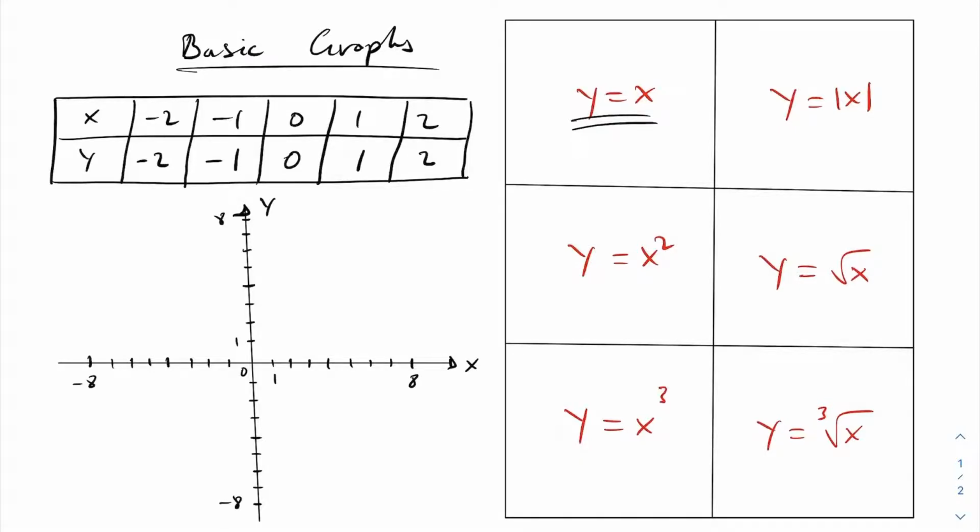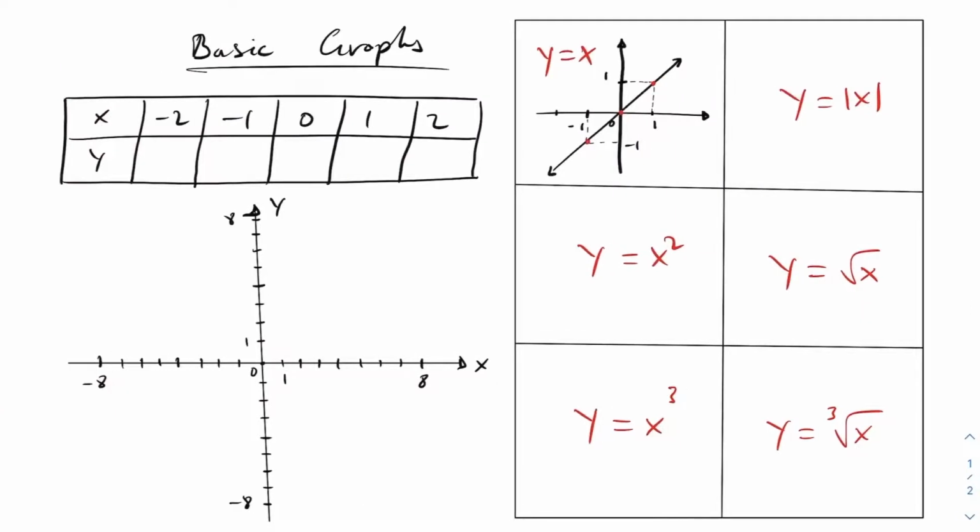So for this particular one here, if I plug those points here, I'm going to have -2 and -2 here, then -1 and -1. Then I'm going to have 0, 0, 1, 1, and 2, 2. Now by connecting them all, you have your line y equals x and you're done. Okay, so let's move to the next one.